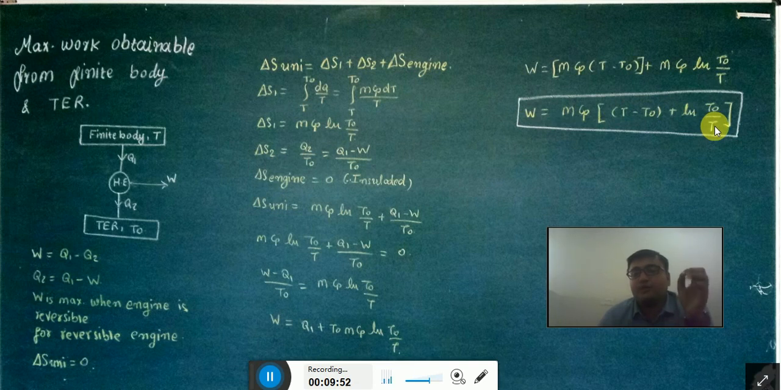And you can also comment on what the effect would be of increasing or decreasing T on the maximum work obtained from the system which is working between a finite body and a thermal energy reservoir.